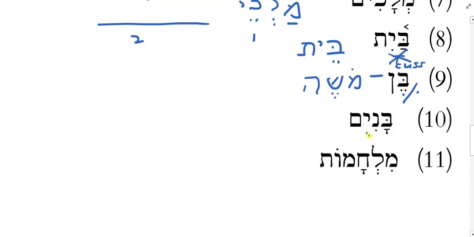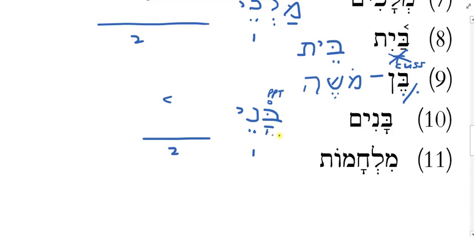Now, first things first. If I want to put this in the construct state, I check the ending. Can this ending change? Yes. So Banim is going to change to Bane, the sons of, thing 1, thing 2. All right, and then the stress goes where? This goes to thing 2, which means tonic is going to be over here, pretonic, propertonic, and open.